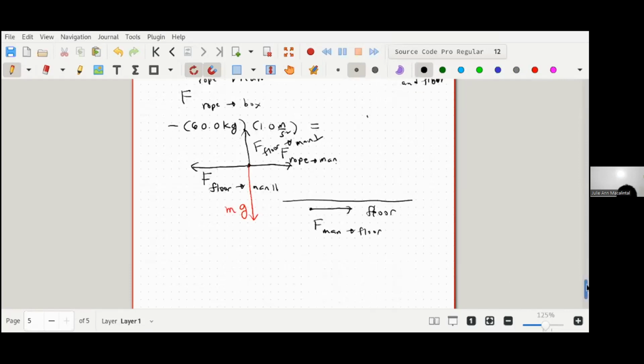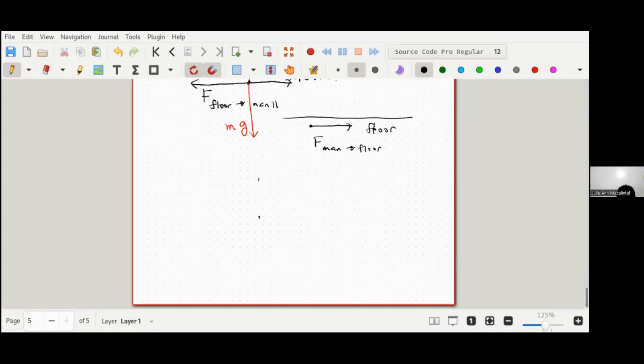So, read ko lang ha. So, ito yung itsura. F, floor, acting on man, tapos perpendicular to the floor. Merong gravitational force, dapat same length para mag-cancel. This is from the whole earth pulling down the man.